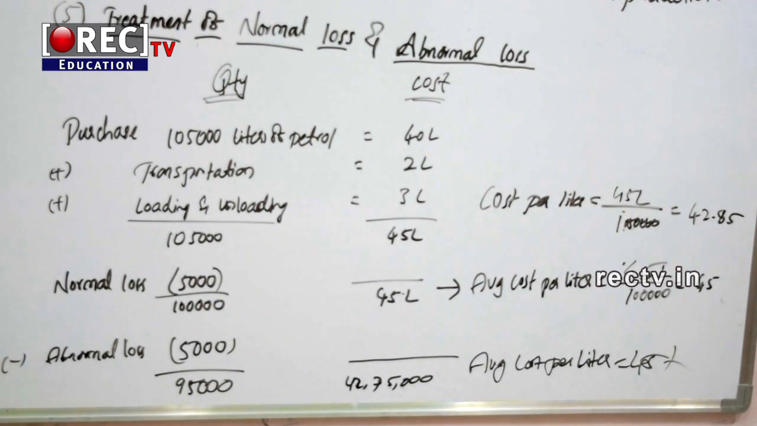Now what is the cost per liter? It is 45 lakhs divided by 1,05,000. Per liter is equal to 42.85. It is the cost per liter.